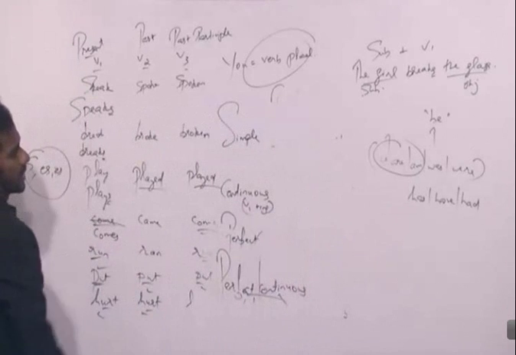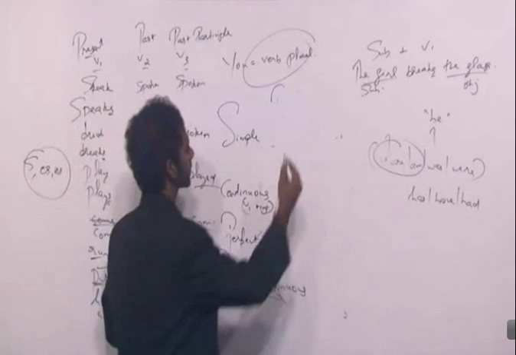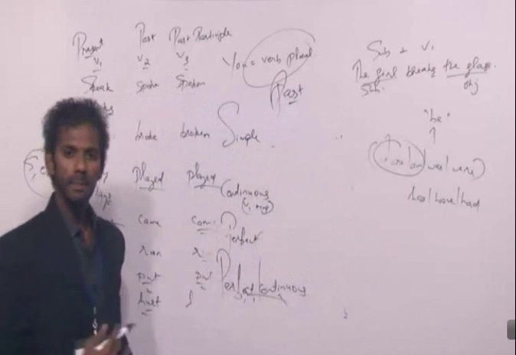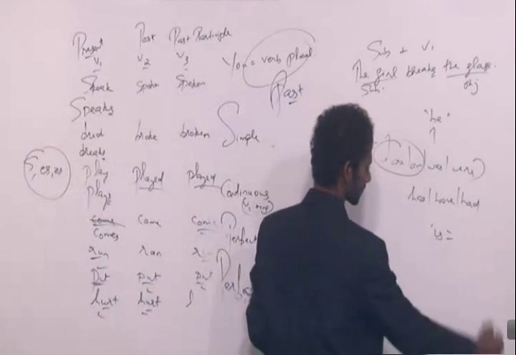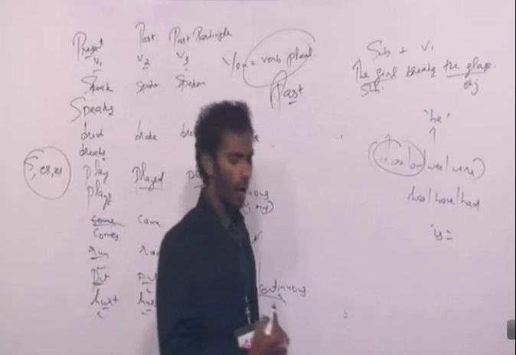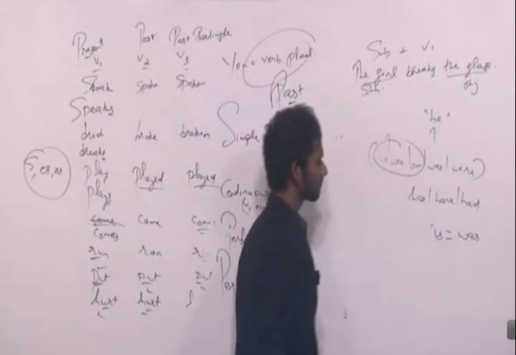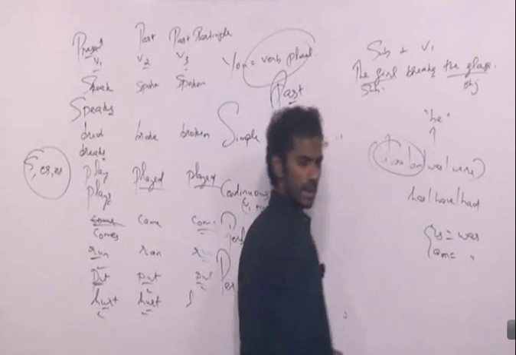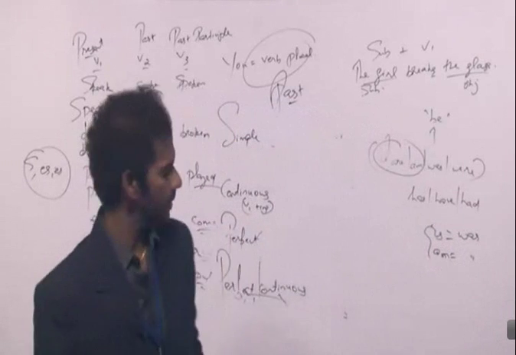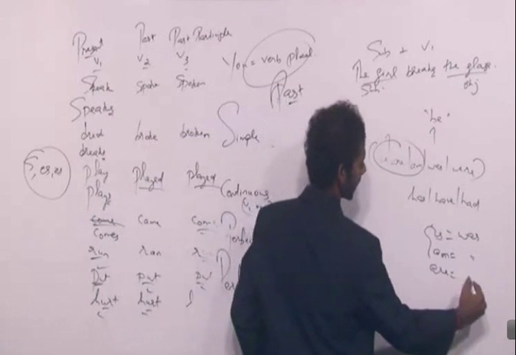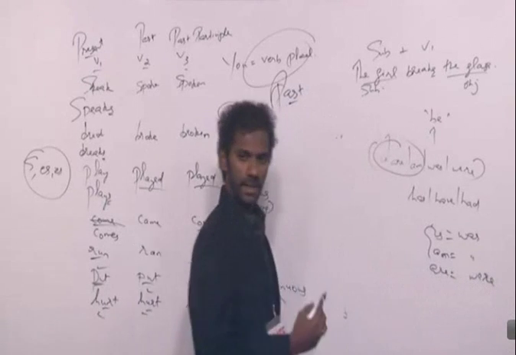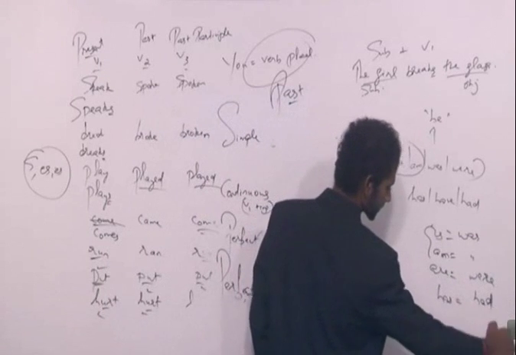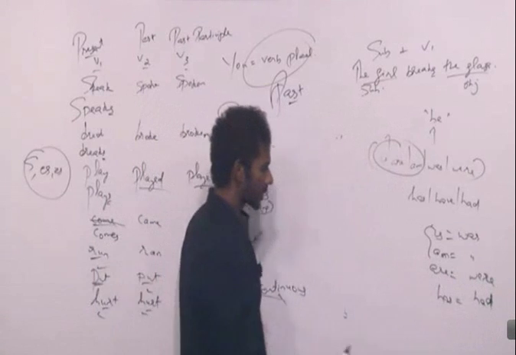Now, come to the second tense, past tense. What is the past tense of is? The past tense of is was. The past tense of am is also was, as we discussed. The past tense of both is and am is was. Past tense of are is were. Past tense of has is had. Past tense of have.